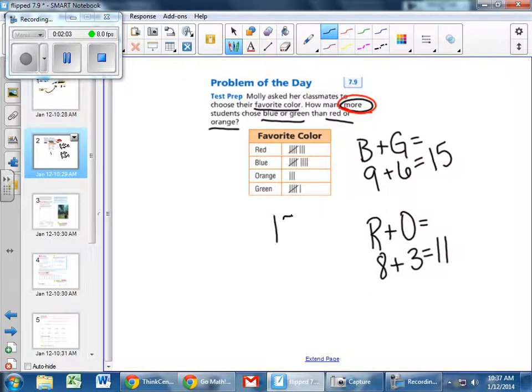So you'll have 15 minus 11. 5 minus 1 equals 4. 0 minus 0, 1 minus 1 equals 0. So 4 is our answer. So the question is how many more students? So we're going to label this 4 students.